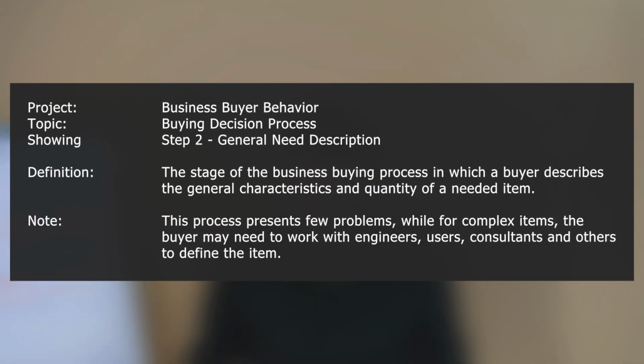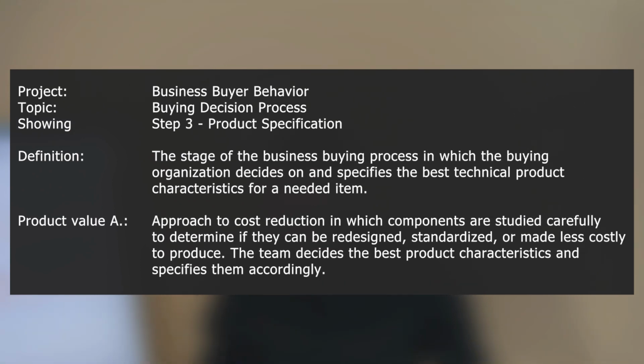In the general need description for standard item, this process presents few problems, while for complex items, the buyer may need to work with engineers, users, consultants and others to define the item. In product specification, we also talk about product value analysis, which is an approach to cost reduction in which components are studied carefully to determine if they can be redesigned, standardized or made less costly to produce. The team decides the best product characteristics and specifies them accordingly.